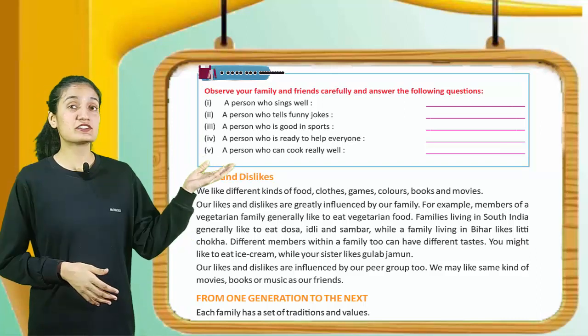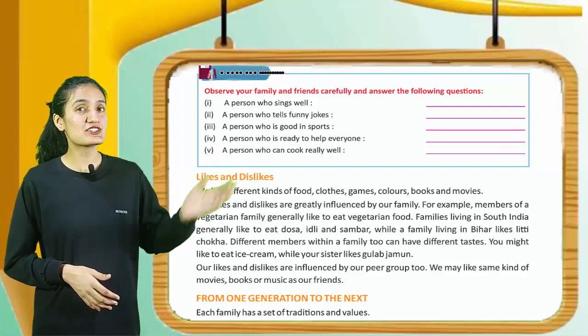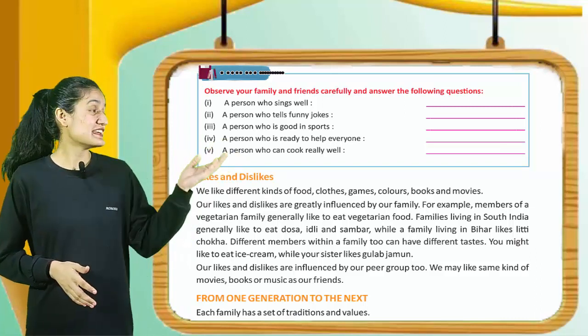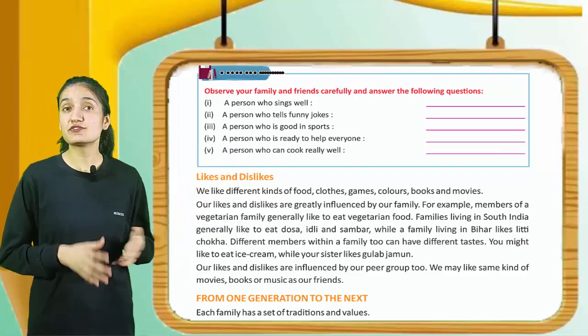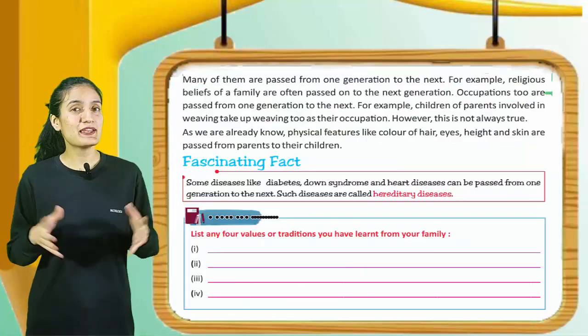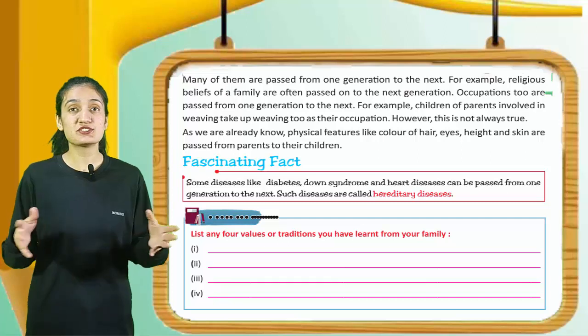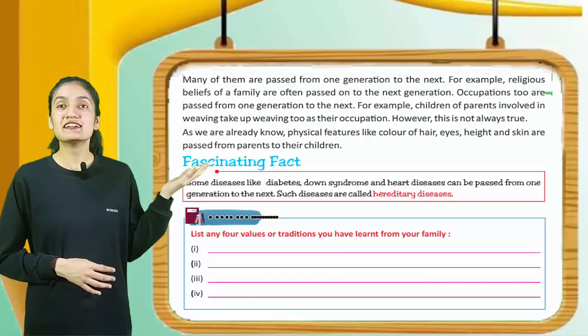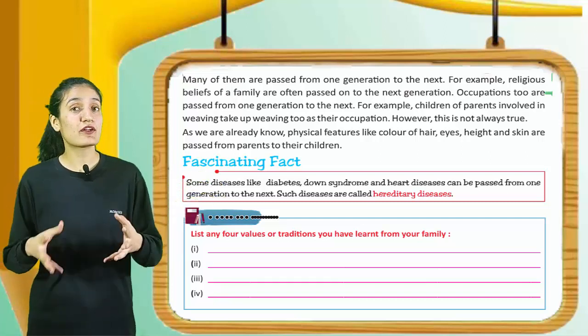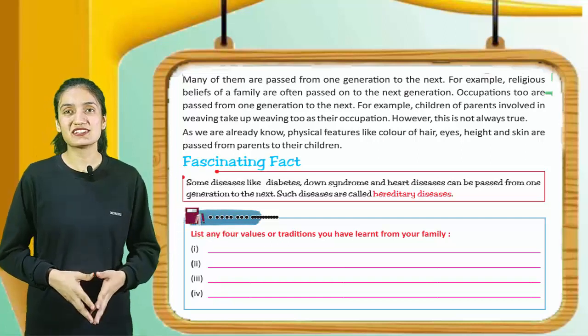Now moving on further, our next topic is from one generation to the next. Each family has a set of traditions and values. Many of them are passed from one generation to the next. For example, religious beliefs of a family are often passed on to the next generation.